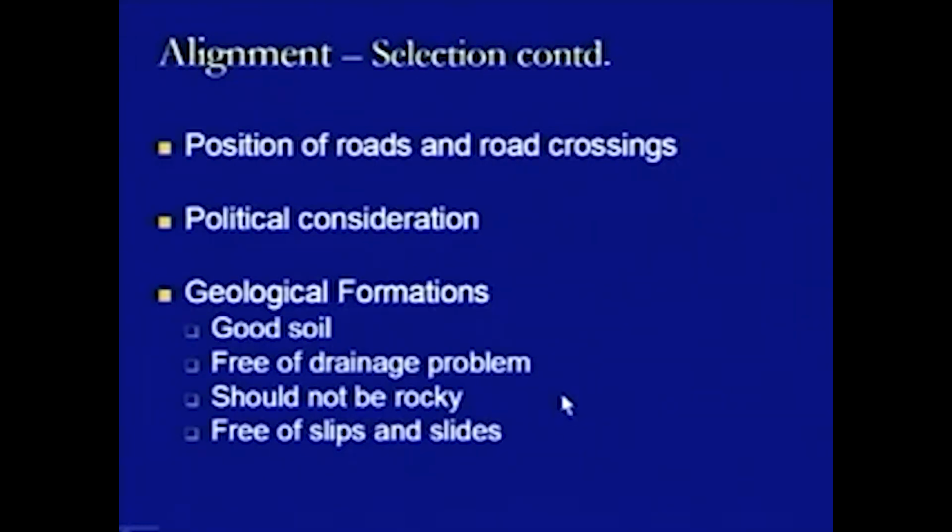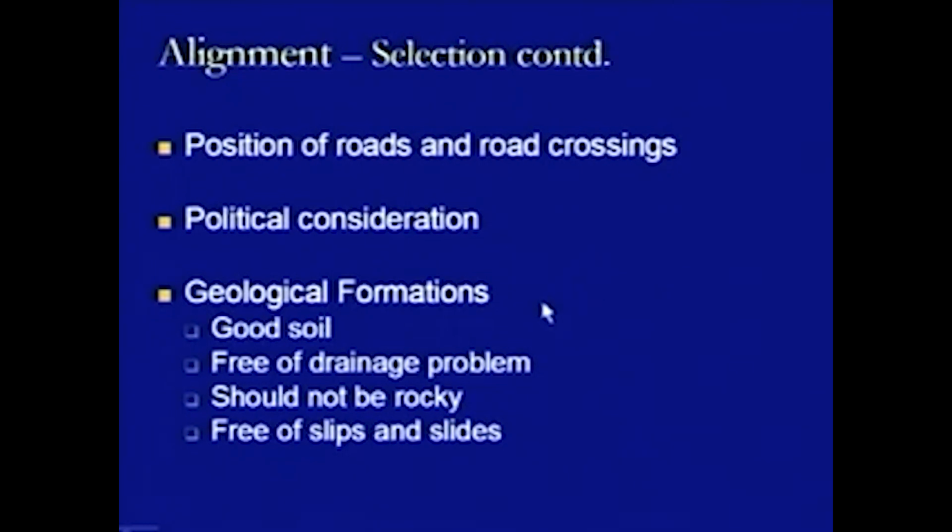Now, there are some more factors by which the alignment needs to be considered. One is the position of roads and the road crossings. As far as possible, they should be kept to a minimum. Then political considerations: at times we have to provide the alignment on the basis of the requirements or the wishes of the political or the government.